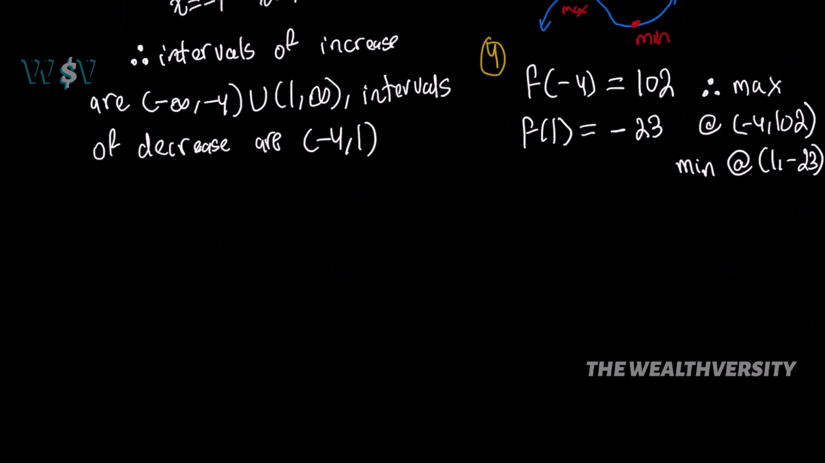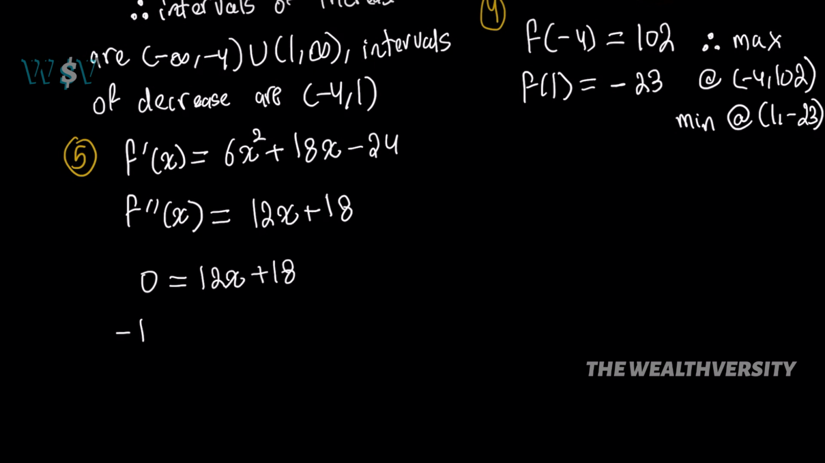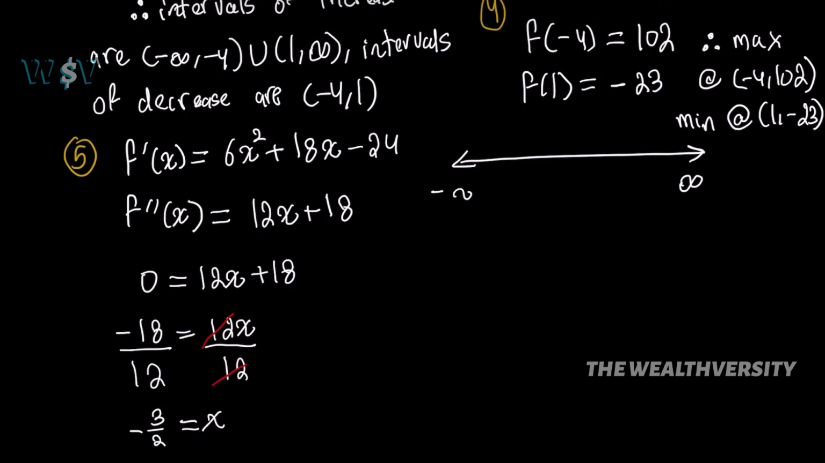The fifth step is finding the intervals of concavity. To do so, we have to find the second derivative, which is 12x plus 18. Now we set the second derivative equal to 0 to find our critical points, which is only one point, and it is x is equal to -3/2. Now we put it on the number line and organize our intervals into the interval chart. So our intervals are negative infinity to -3/2 and -3/2 to infinity.